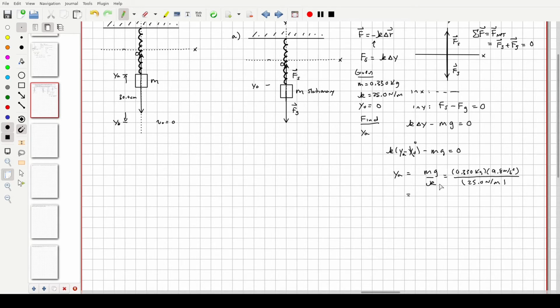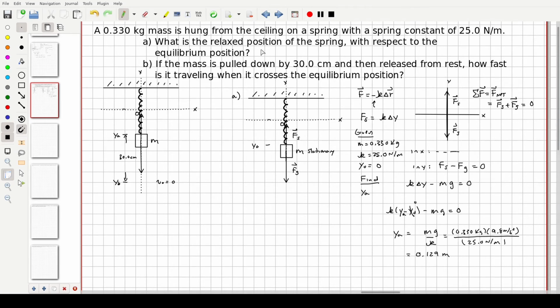So if I do this, 0.330 times 9.8 divided by 25, I get 0.129 meters. All right, so that's my y sub a. What's the relaxed position of the spring?